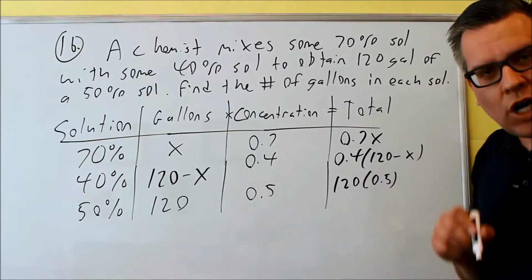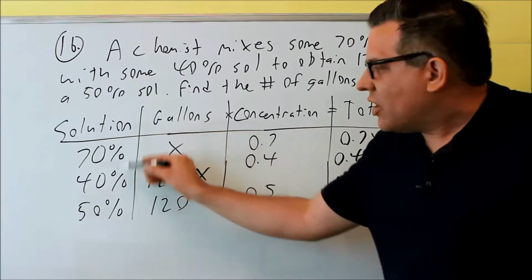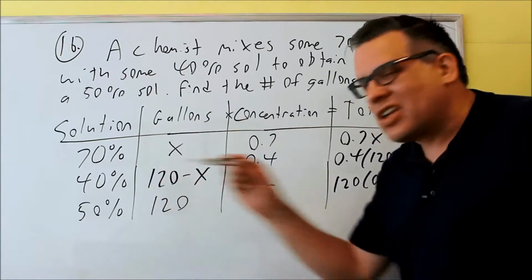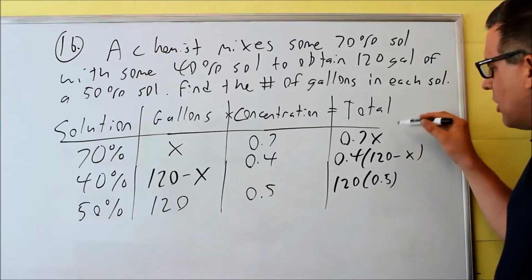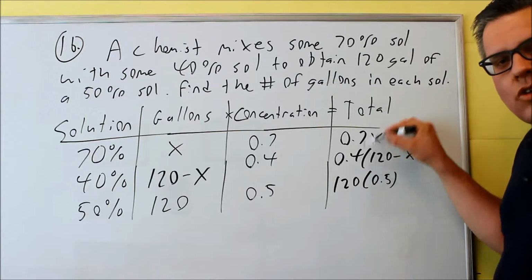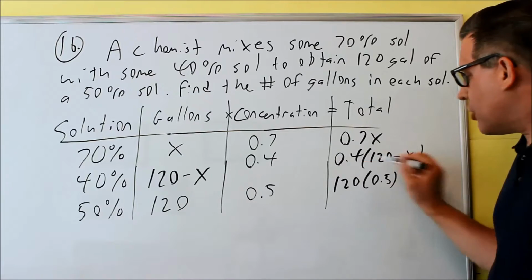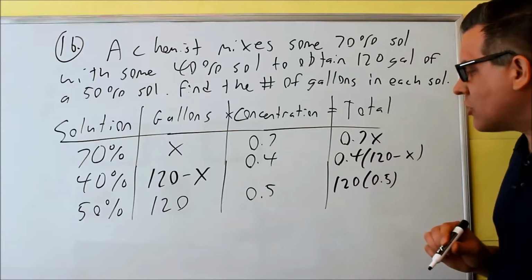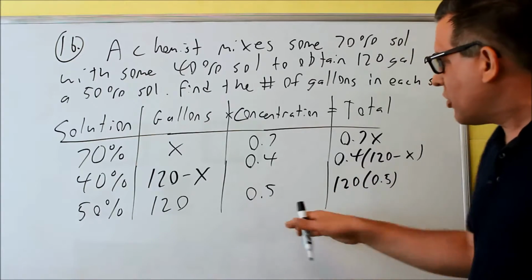Now the way mixture problems work is you're mixing these two together. You're mixing the 40% and 70% together to get the 50%. So that means that if I take these two expressions and add them together, it should be equal to this bottom one, 120 times 0.5. And that, in fact, is where I'm going to get my equation from. So let's go ahead and write that out.